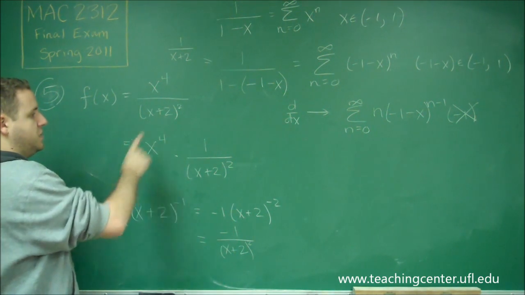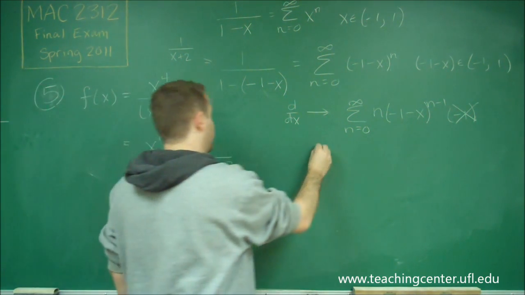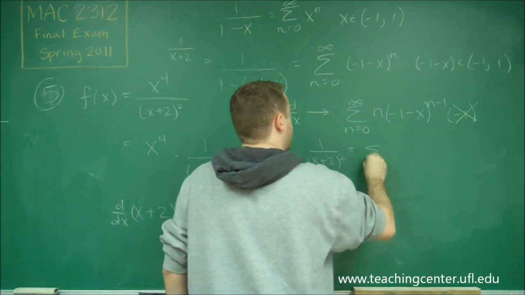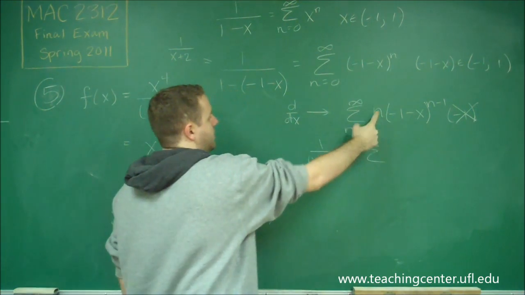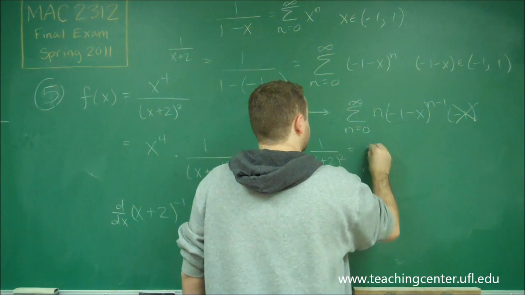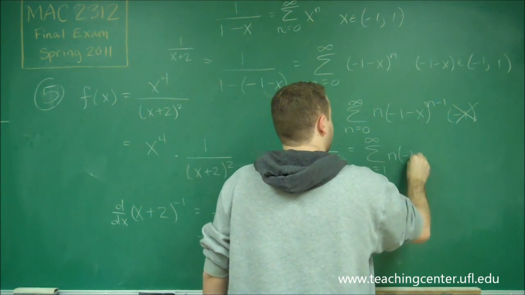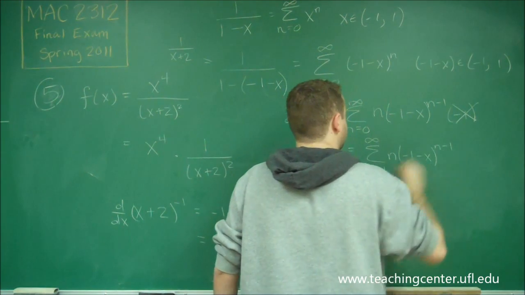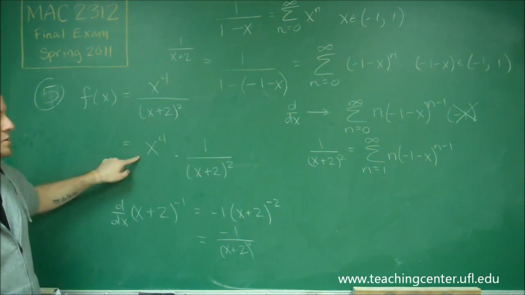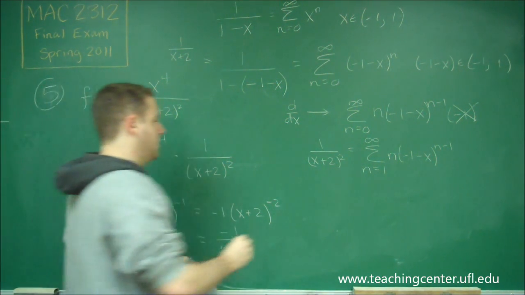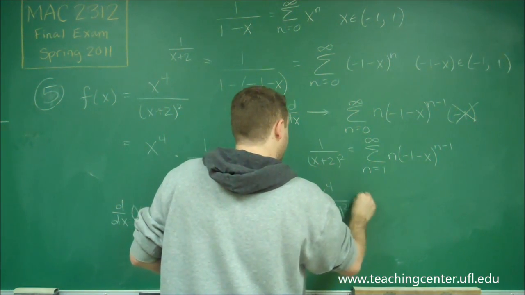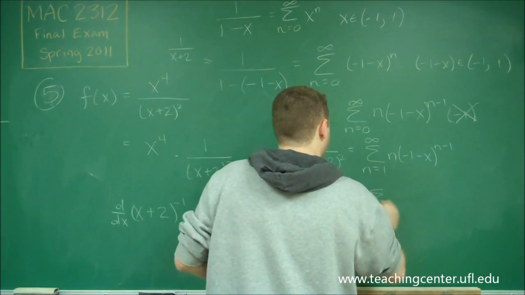The last thing we need to do is multiply. So now we get 1 over (x plus 2) quantity squared is equal to the power series. We don't need to start at 0 because that term would just be 0. So n equals 1 to infinity of n times (-1 minus x) to the n minus 1. To get what we want now, all we need to do is multiply that by x to the 4th. Therefore, x to the 4th over (x plus 2) squared is equal to our same sum.